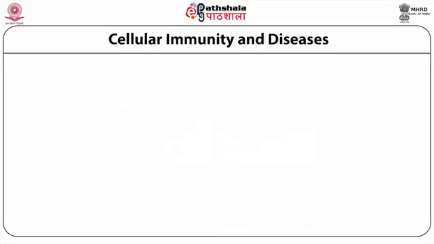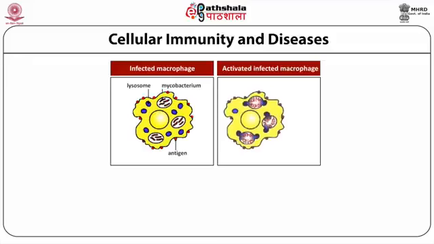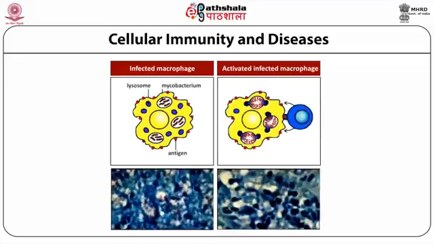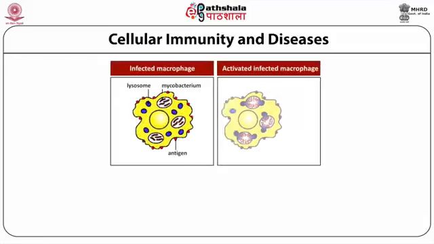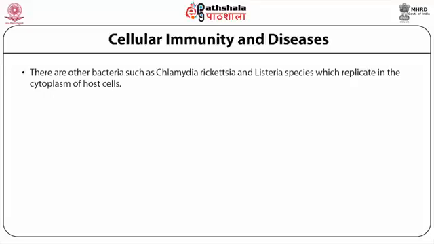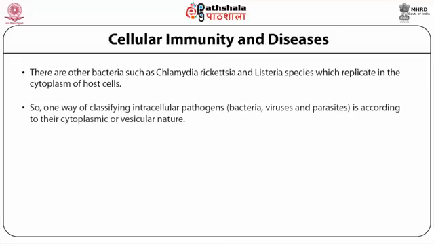The other examples of intracellular pathogenic bacteria are Salmonella typhi and the Brucella species, which also have vesicular residence. There are other bacteria such as Chlamydia, Rickettsia and Listeria species which replicate in the cytoplasm of host cells. So one way of classifying intracellular pathogens is according to their cytoplasmic or vesicular nature.